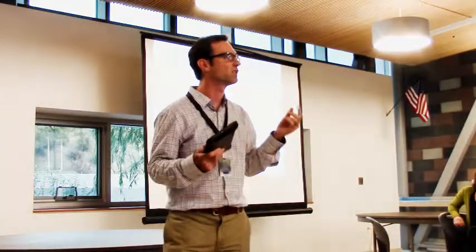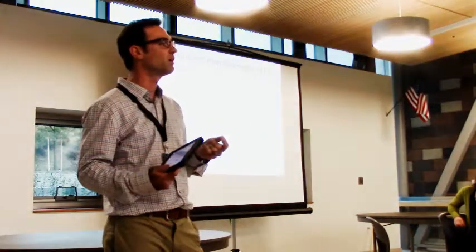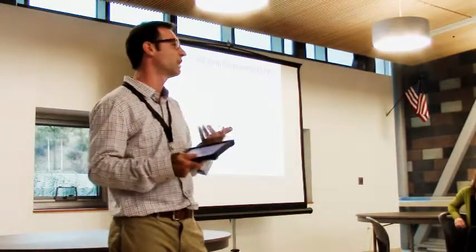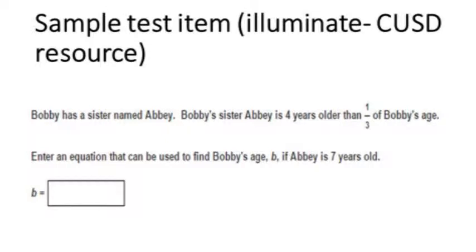The Illuminate test bank is Smarter Balanced assessment items that we have in the Carlsbad Unified School District, written by the same people that write the actual test. So a similar standard here, we get something like this. Bobby has a sister named Abby. His sister is 4 years older than 1/3 of Bobby's age. Enter an equation that can be used to find Bobby's age.